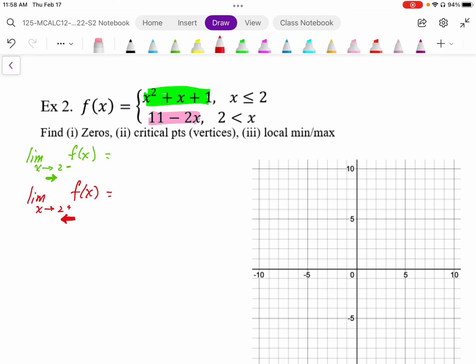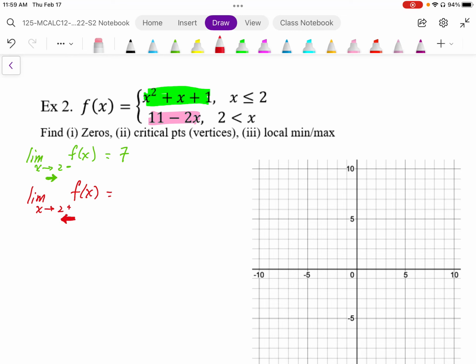To do that, I'm going to see if the value for f is the same from the left by plugging x equals 2 into the green function, and then plugging x equals 2 into the red function, and see if they match. That will give us the continuity. I'm going to show this more formally with a limit. The limit as we go from the left-hand side to positive 2, we plug into the top function, so we get 2 squared plus 2 is 6, plus 1. That gives us a y value of 7 from the left-hand side.